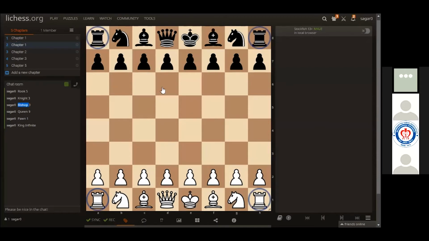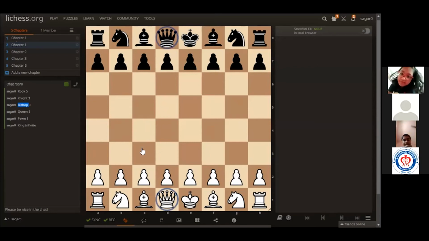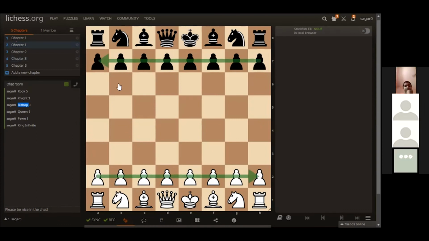These are rooks, sir. Very good. Rook. And these are knights. Knight, very good. These are bishops. Bishop, very good. Then king, queen. The crown-like structure is the queen. Queen, very good. And king. King. And then this line is pawns. Pawn.